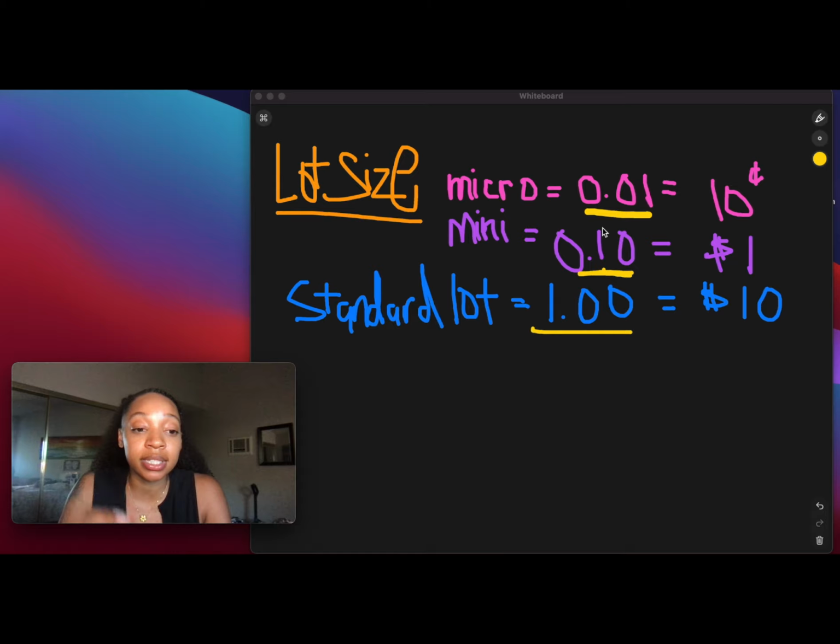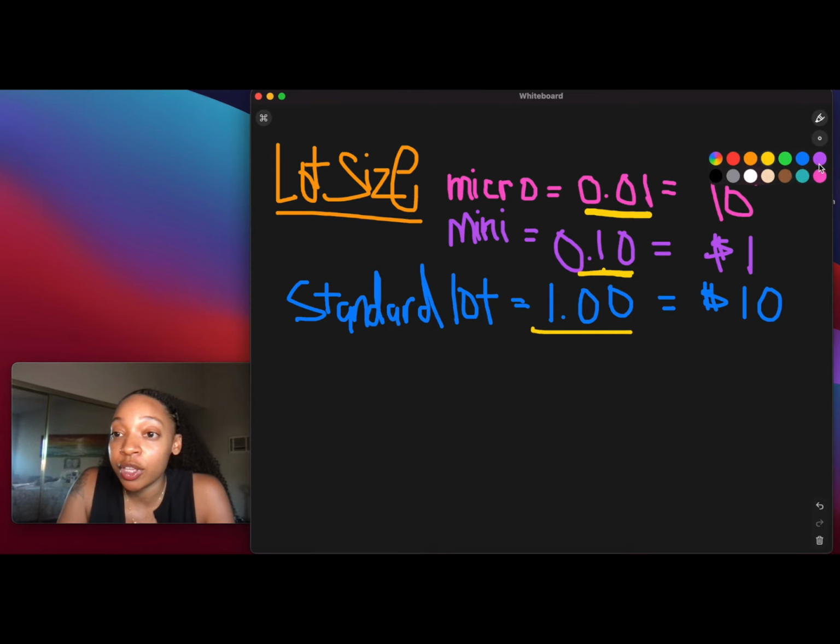So pay close attention and make sure that you triple check before you place any trades, so you know how much money you're going to be gaining or losing prior. Let's hop back into it. Micro is 0.01 in the market, and that equals 10 cents per pip. Let's do some quick math.